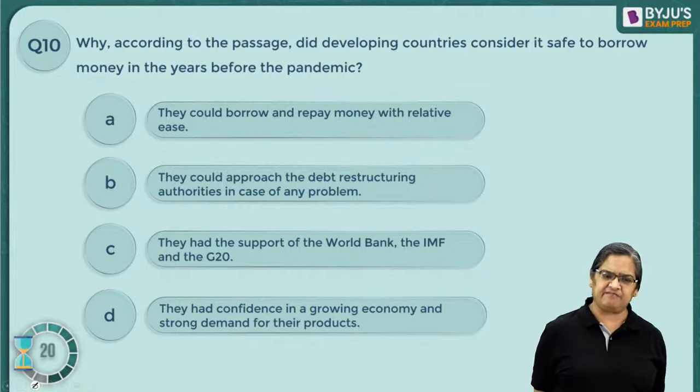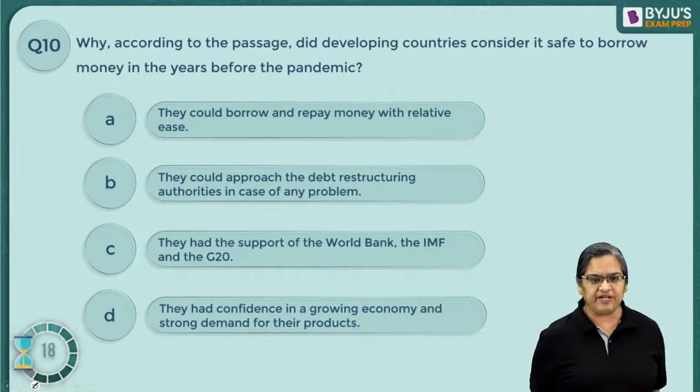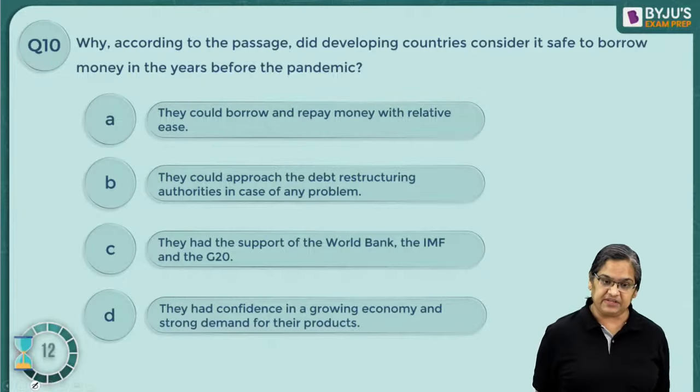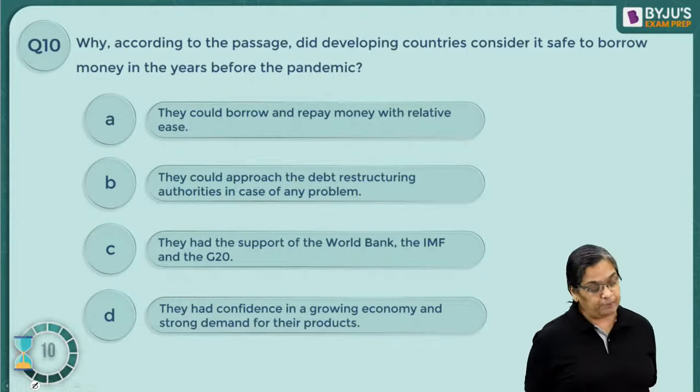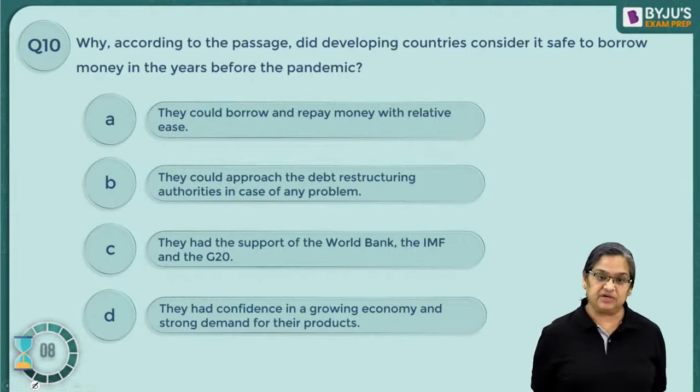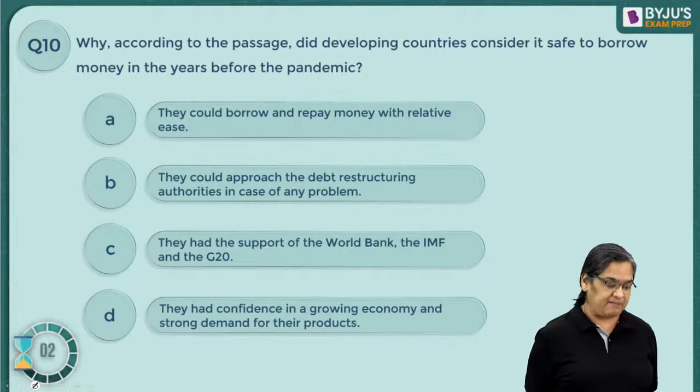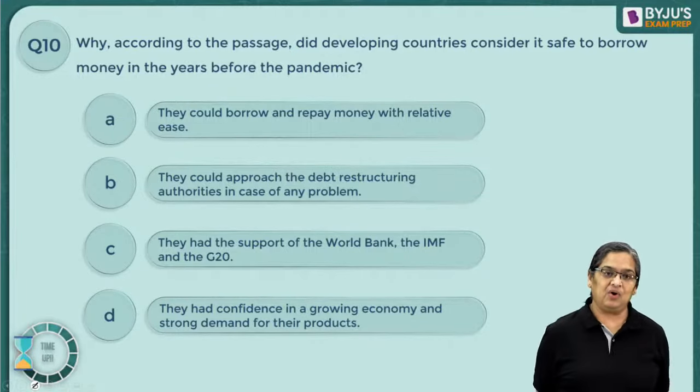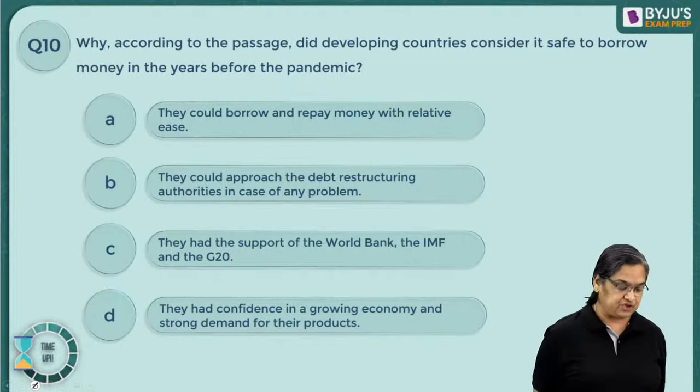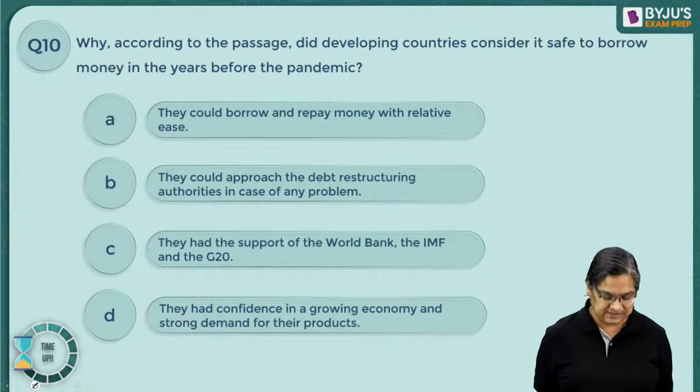They considered it safe. That's why they borrowed from every source they could. Why did they do that? Because they thought they could borrow and repay money with relative ease. They could approach the debt restructuring authorities in case they faced any problems. Good idea. They had the support of the World Bank, the IMF, and the G20. Or is it because they had confidence in a growing economy and strong demand for their products?